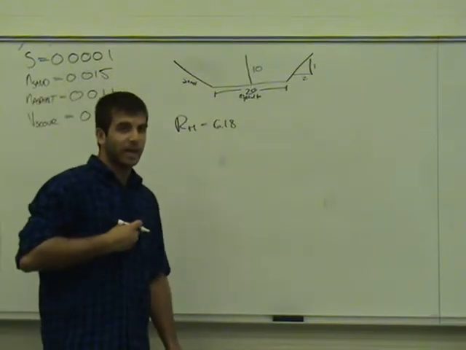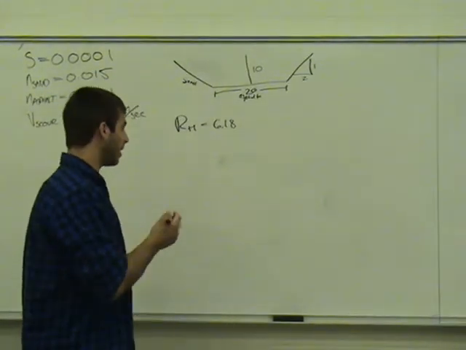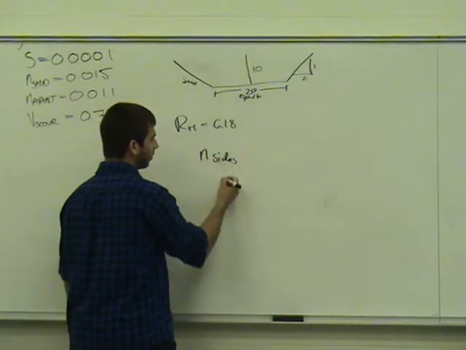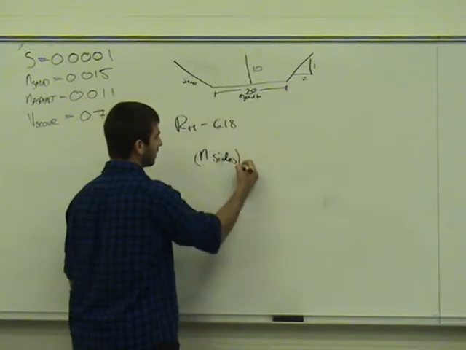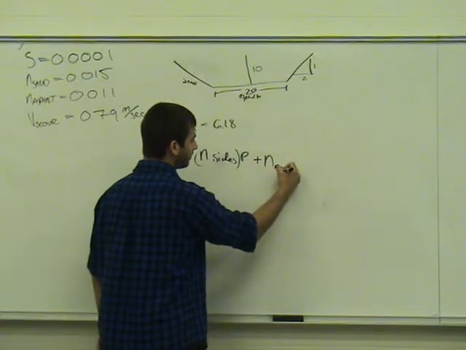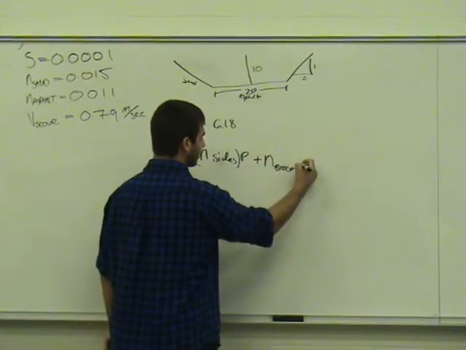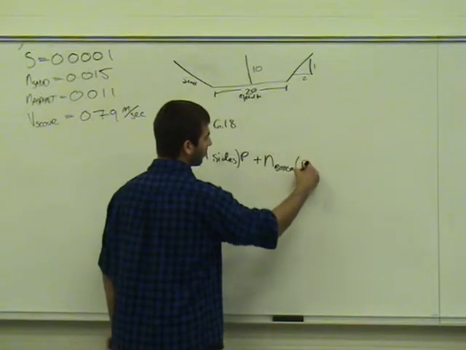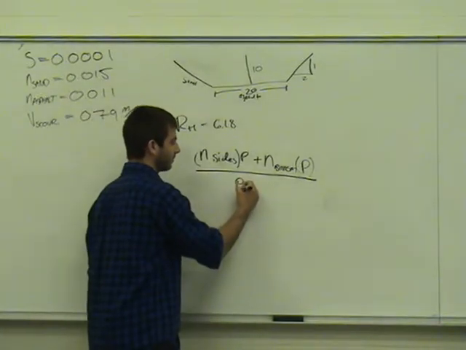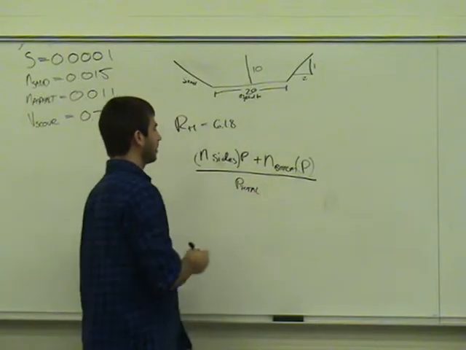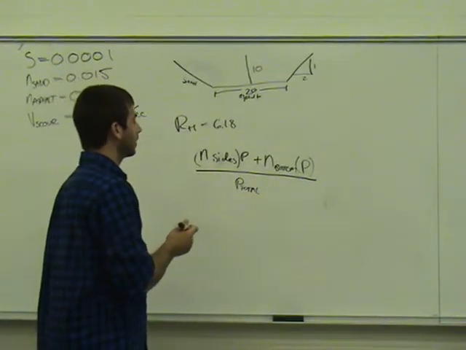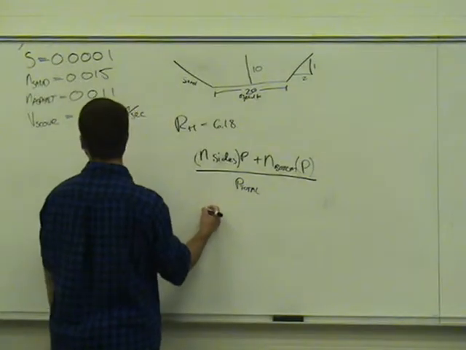So to do this, we're going to have to find a composite n, which is given by n side, which is going to be our sand times perimeter, plus n bottom, which is also given by its perimeter, divided by the total perimeter. So we're going to put in our n values.